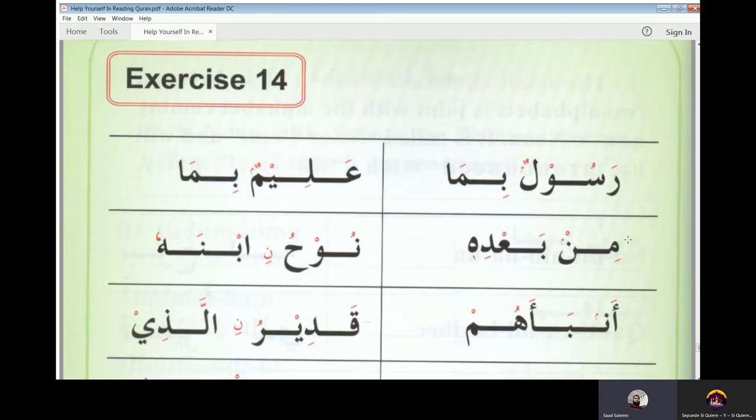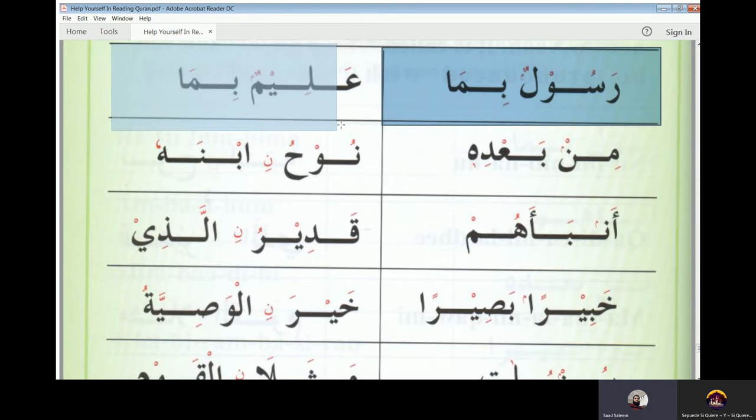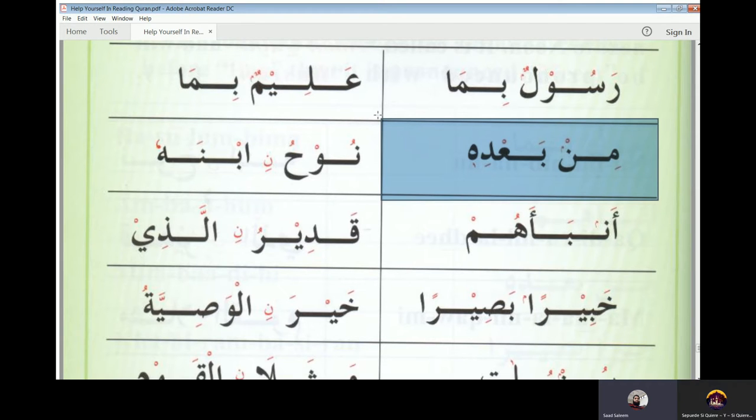Exercise. We have exercise number 14. Read it. Rasulum bima. Is that correct? Correct, it is absolutely correct. Bima. Okay. Mim bima. Min. I see. Mim. Mim badihi. Good.